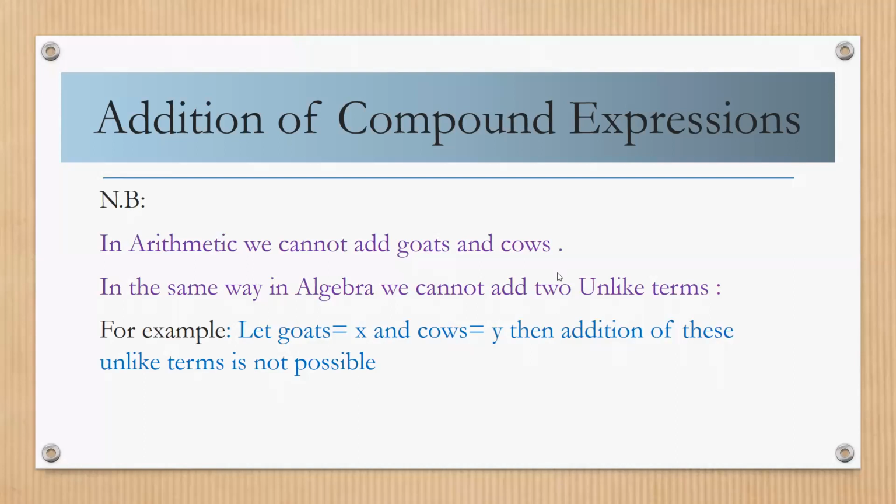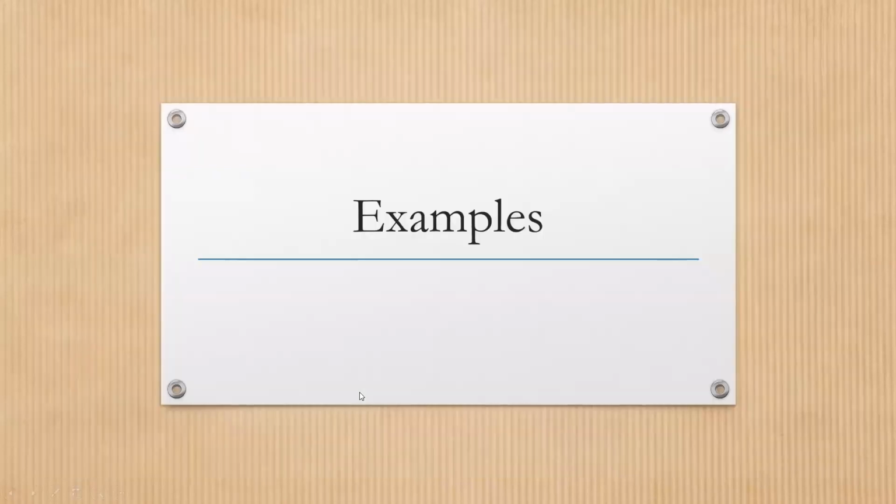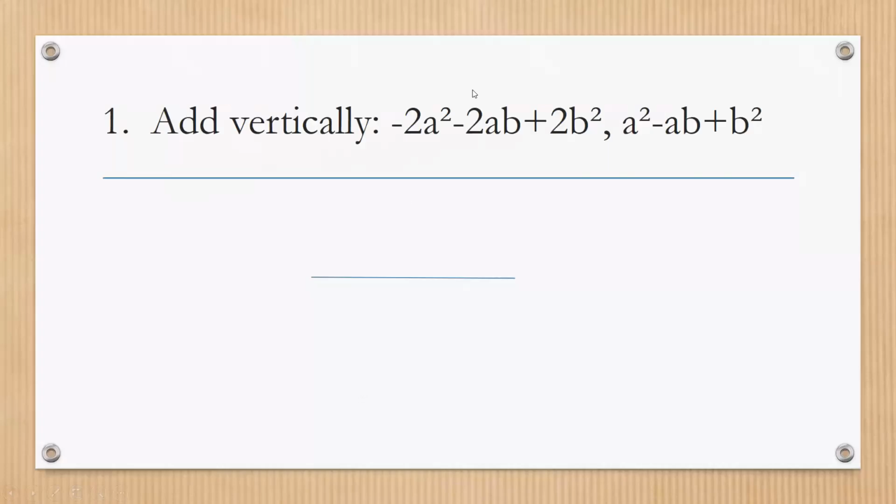So students, when I'm telling you that I'm having 3 cows and 2 goats, can you add them? Can you say that I'm having 5 cows? No. In the same way we cannot add x and y together because they are both unlike terms. We can't add x into y. It's very important to remember.